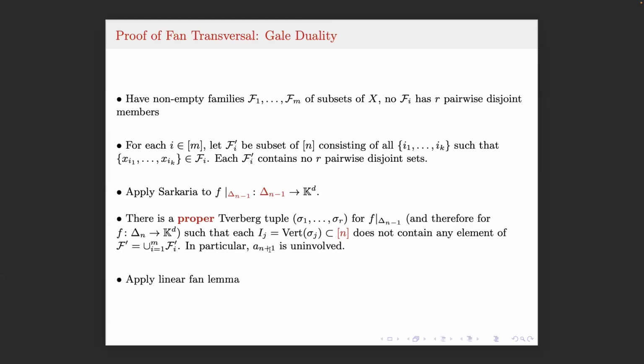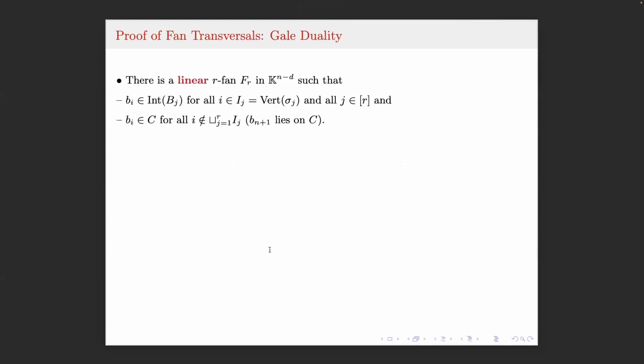So now I apply this linear fan lemma. The linear fan lemma says there's a linear R fan in Kn minus d, such that when I look at the Gale duals, all the B sub i are in the interior of the blades for each i and ij. And all the B sub i are in the center for all the a sub i that were uninvolved. In particular, a sub n plus 1 was not involved, so b sub n plus 1 lies in the center of the fan. Remember we're in a dimension higher than we should be, and the last coordinate of this is negative n. So it's not going to be in that plane that we lifted to.